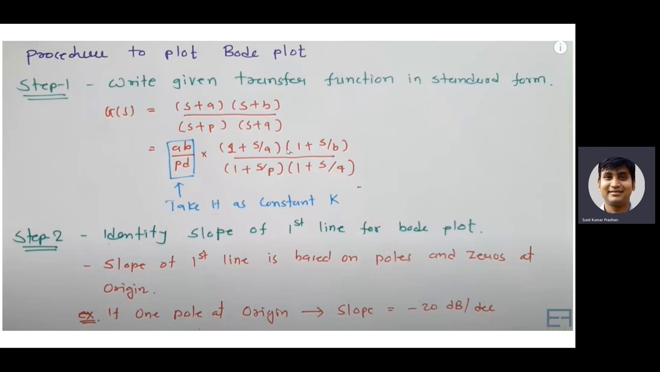Now back to our concept. So we have to know that if there is one pole, the slope is minus 20 decibel per decade. If there are two poles, then minus 40 dB per decade. If one zero is there, the slope will be plus 20 dB per decade. If two zeros are there, it will be plus 40 dB per decade.